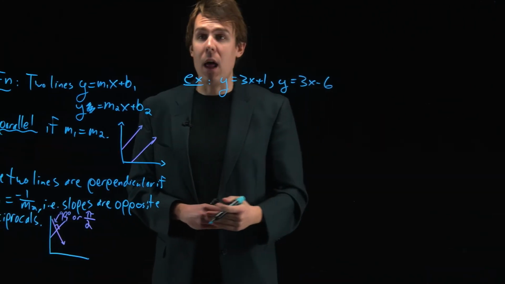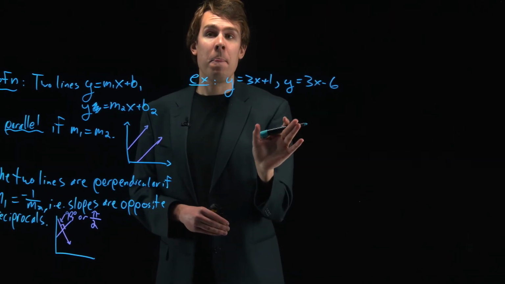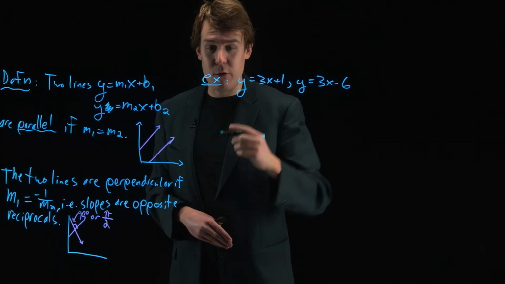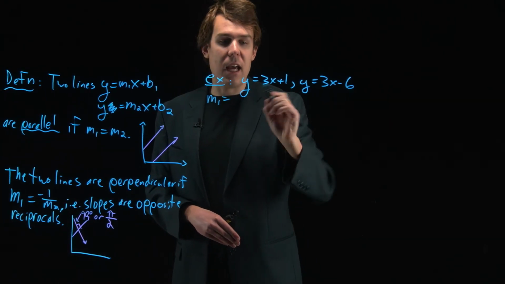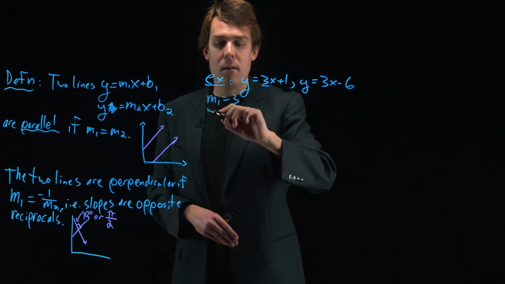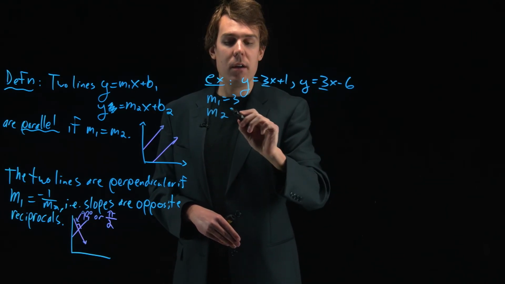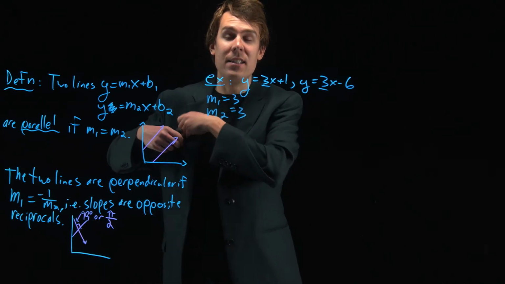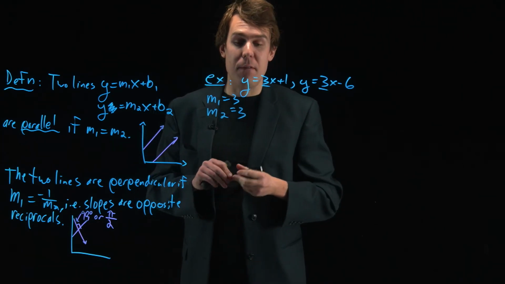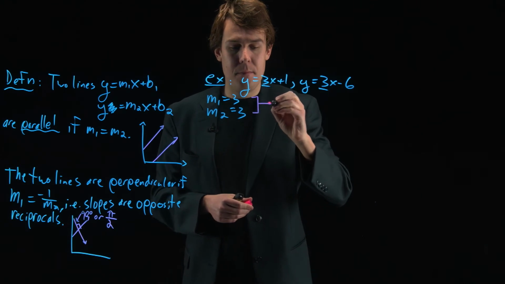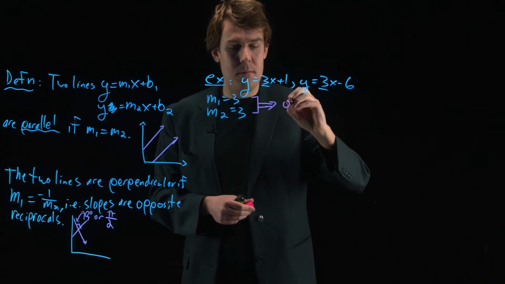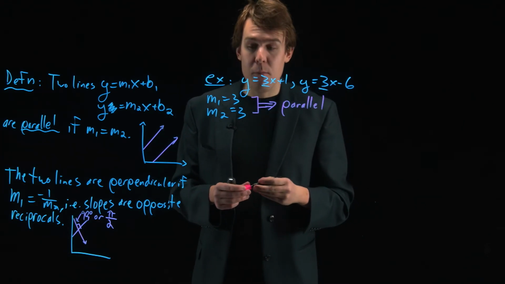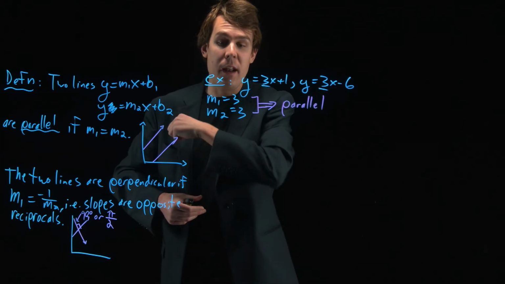So here I have two lines. They're both in slope-intercept form. So to check if they are parallel or perpendicular, I merely need to check their slopes. So in this case, m1 is 3, and m2 is also 3. So what can I say about lines that have equal slopes? Well, this is the definition of being parallel. Pretty straightforward. Let's look at another example.